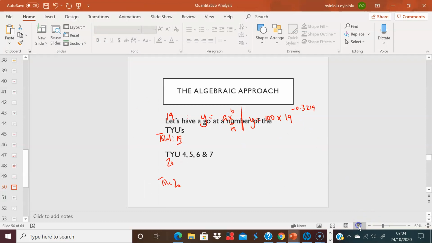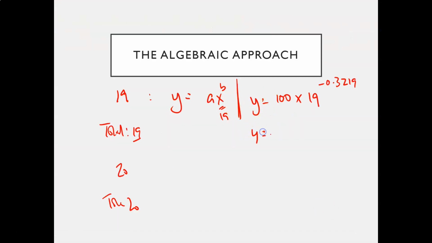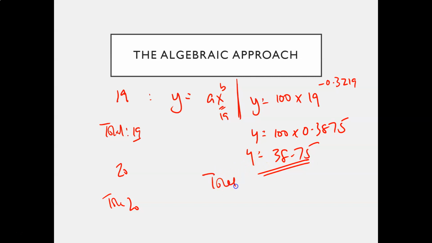So I have here y is equal to 100 times 0.3875. And what does that mean? That means that y is equal to 38.75. That's the average time for making these 19 units. But that means the total time for the 19 units must be 19 times 38.75, right? That must be all the time it takes. 38.75 times 19 is 736.25. That's the total time for 19 units.